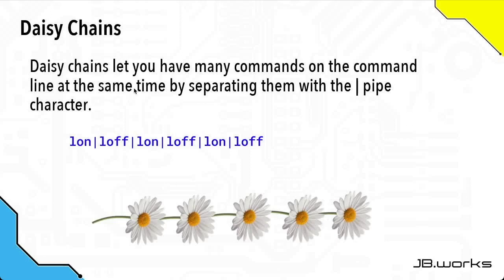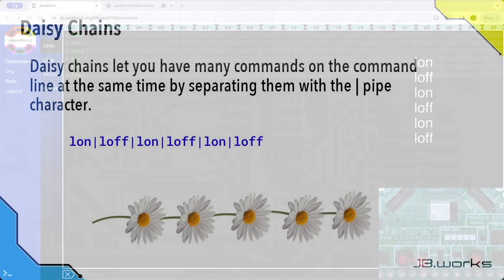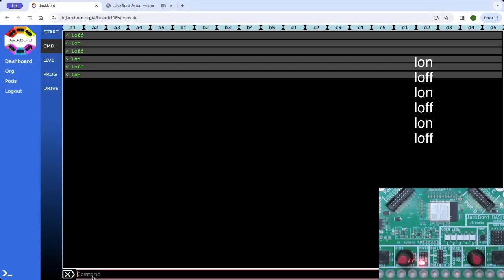So daisy chains basically let you have more than one command on the command line at the same time. And to achieve this, we separate each command by the pipe character. And so if we look at a version of what we were doing earlier on, we have a command followed by a pipe, command followed by a pipe. And we can enter this whole line on the command line in one go. So now let's look at how we would solve this problem using daisy chains.